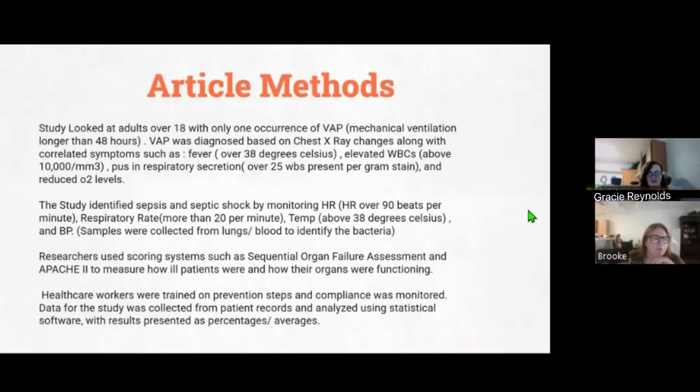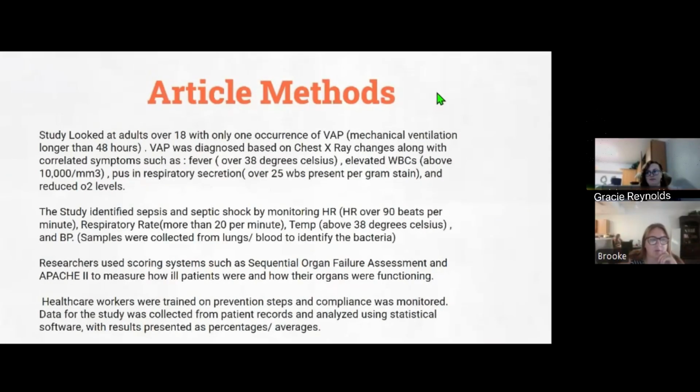This study looked at adults over the age of 18 who were on mechanical ventilation for more than 48 hours and focused on cases of VAP. Only the first occurrence of VAP per patient was included. VAP was diagnosed based on a chest x-ray, in addition to symptoms like fever, abnormal white blood cell counts, pus in respiratory secretions, or reduced oxygen levels. Cases were categorized as early onset or late onset, depending on when they occurred after ventilation began.